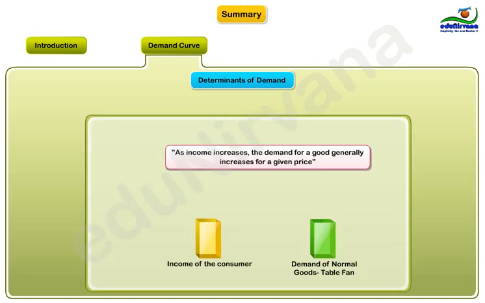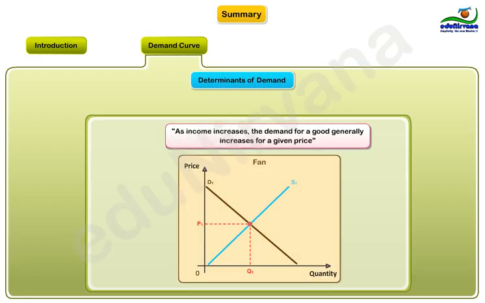Income. If the income levels increase for the town's customers, they will be willing to buy more fans along with other goods for a given price. The demand curve shifts rightwards if income increases and vice versa.